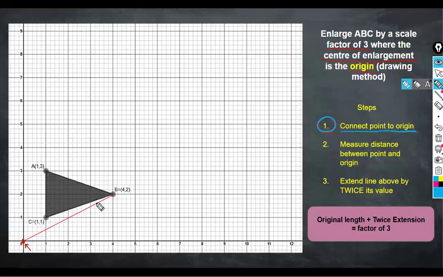And when you draw the line, you have to measure it with your ruler. Let's just make up some values. Let's say that this red line, when we connected B to the origin, was 5 centimeters. I'm not too sure how long it is, but let's just assume it's 5 centimeters. If you're making it 3 times longer, then you have to extend it by another 5 and by another 5. The first 5 counts as 1. The next 5 counts as 2, and the next 5 counts as 3 to give you a factor of 3.